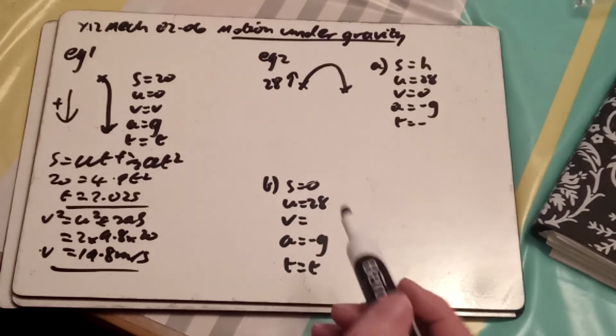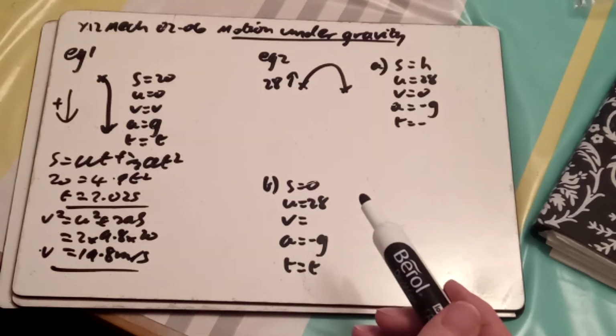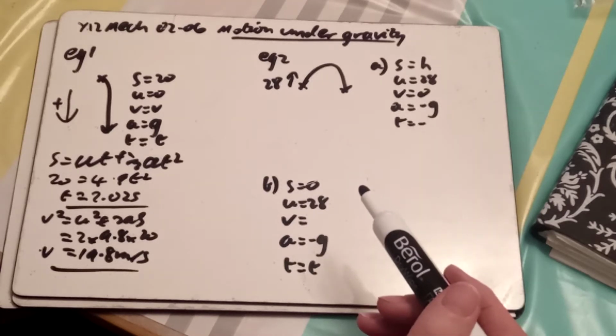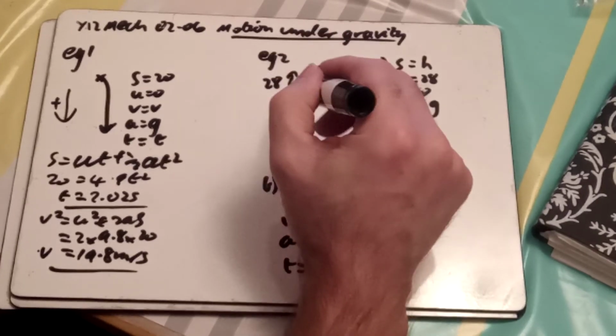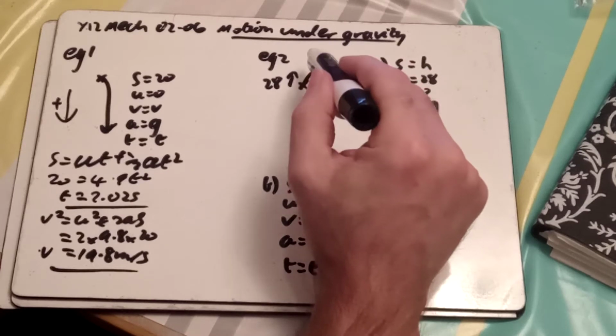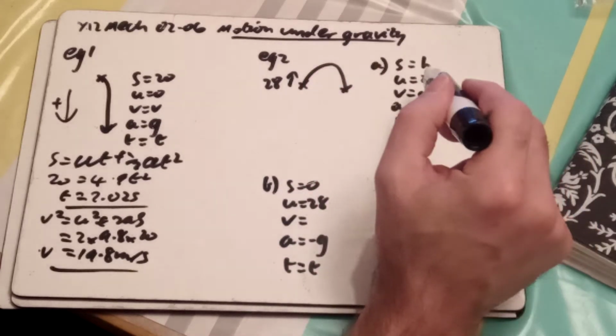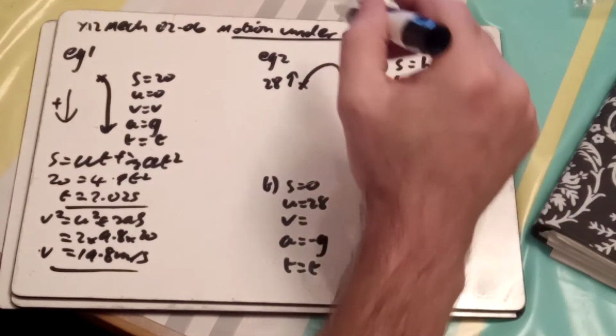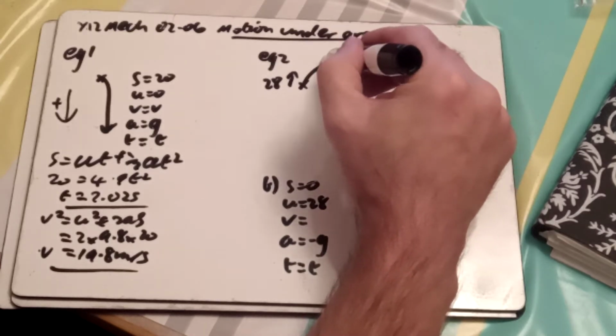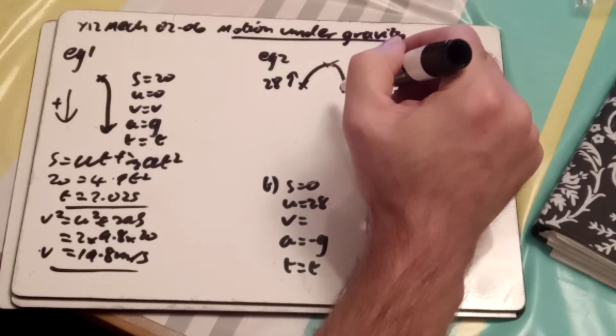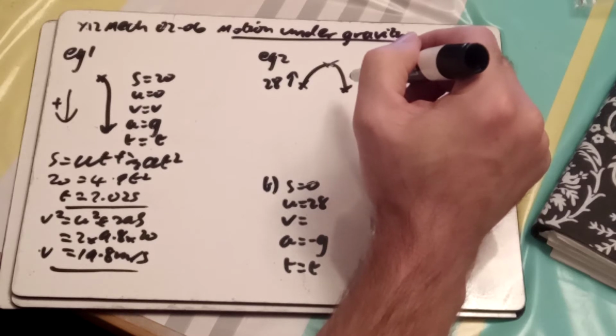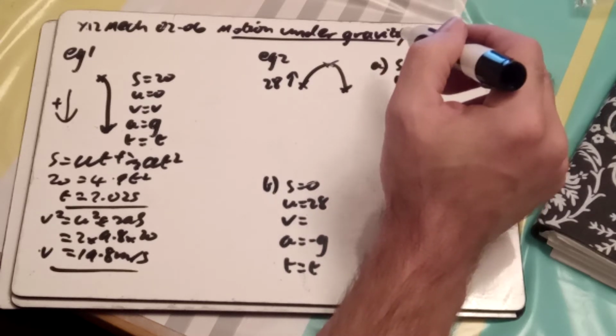Example 2. A blue and yellow rubber ball was projected vertically upwards from ground level with a velocity of 28 meters per second. So since it's projected vertically upwards, that's my positive. I've got two different questions to do with two different points. What's the maximum height? So there's A. And how long did it take to return to the ground? Now, it's a badly worded question, that part B, and I'll come to that later on.